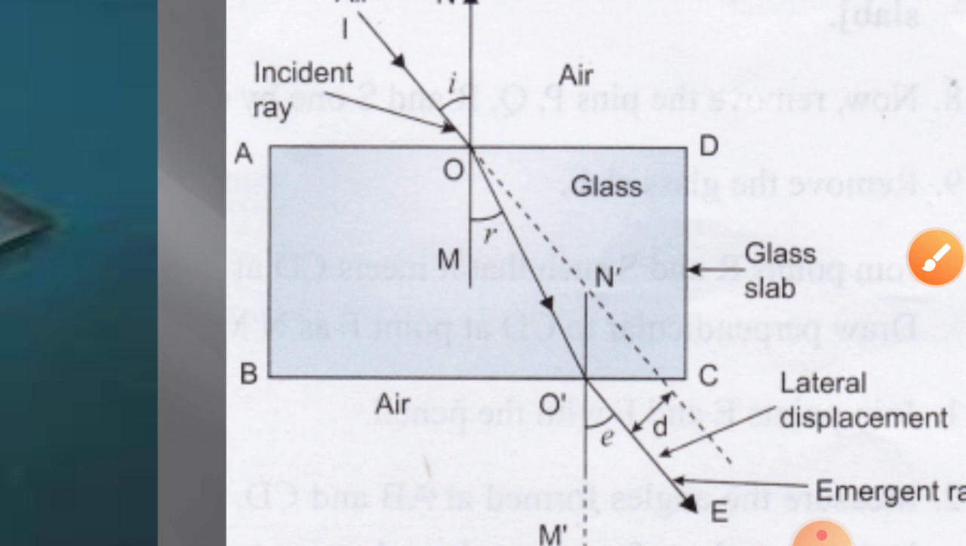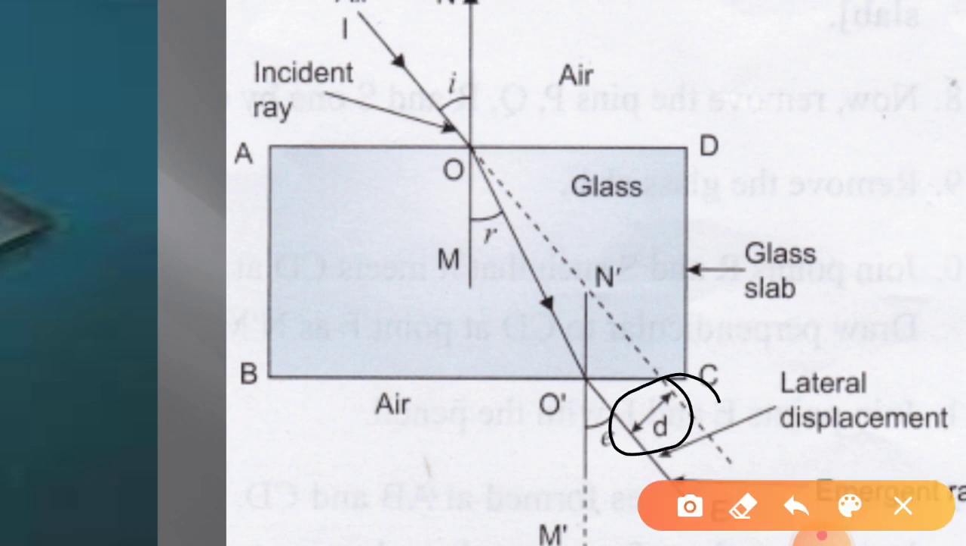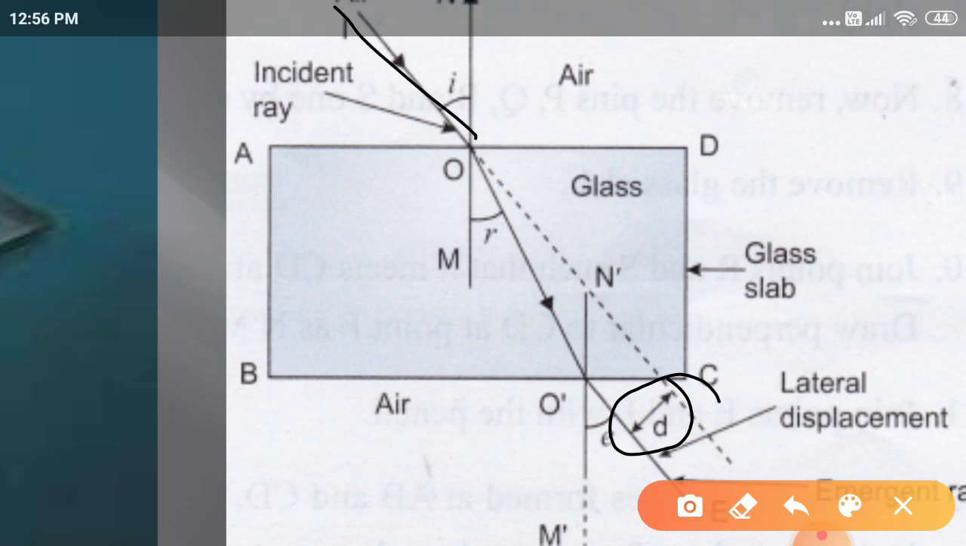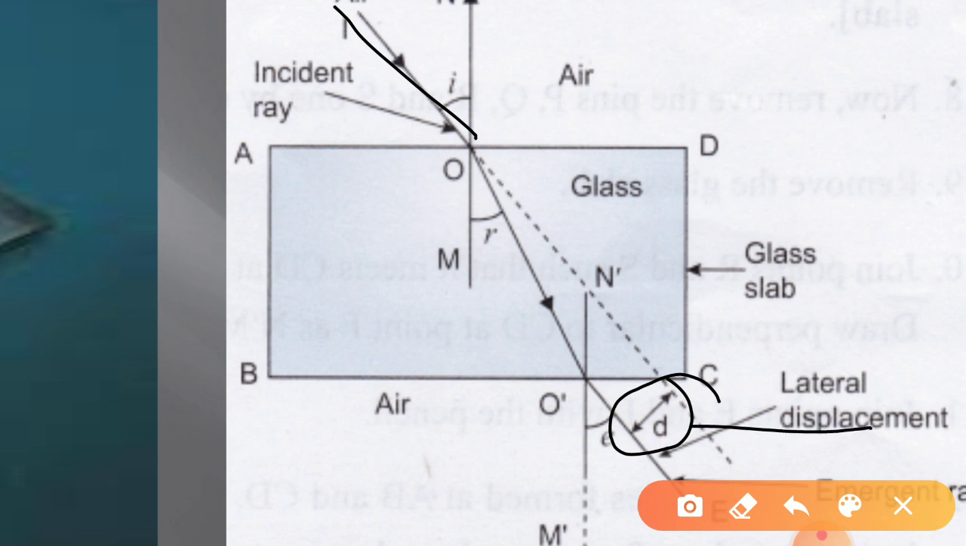Now, the perpendicular distance through which the incident ray gets displaced on refraction through the glass slab is known as lateral displacement. Or we can say that the perpendicular distance between the direction of the incident ray and the emergent ray is known as lateral displacement. So this is all about refraction through a glass slab. You have to practice this diagram.